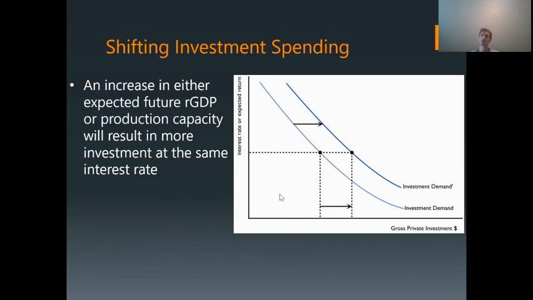Same thing with production capacity. If you expect future production capacity to need to increase, you are going to invest more, and that will shift investment demand to the right. So that essentially means the same investment at a higher real interest rate is what you're looking at there. Now, investment demand we will return to later when we take a look at the market for loanable funds. So for now, just a brief introduction to that as a separate component of GDP, something that the government can attempt to stimulate.